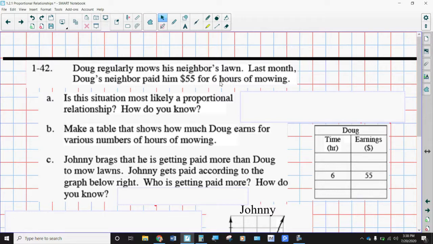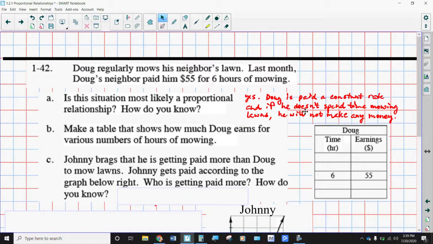No, he wouldn't, right? How are you going to get paid for mowing lawns if you're not spending any time doing it? Secondly, does it seem logical that he would get paid an hourly rate since he got paid $55 for 6 hours? You wouldn't expect him to make $10 the first hour and then $8 the next and then $13 the next. That's not how it works. You get paid at an hourly rate, so that implies a constant growth rate. So yes, Doug is being paid a constant rate, and if he doesn't spend time mowing lawns, he will not make any money. So yes, this is a proportional relationship.